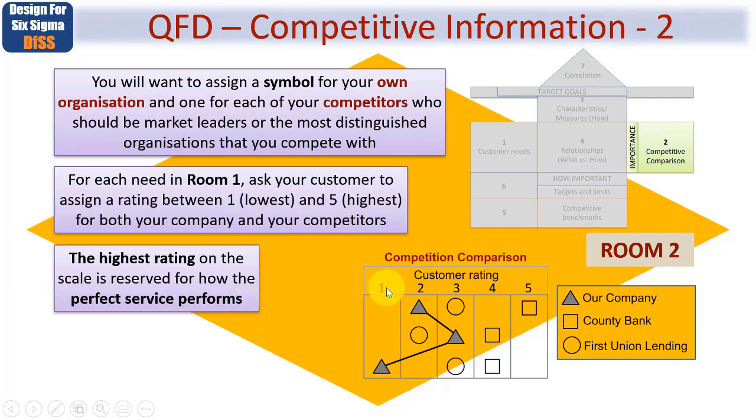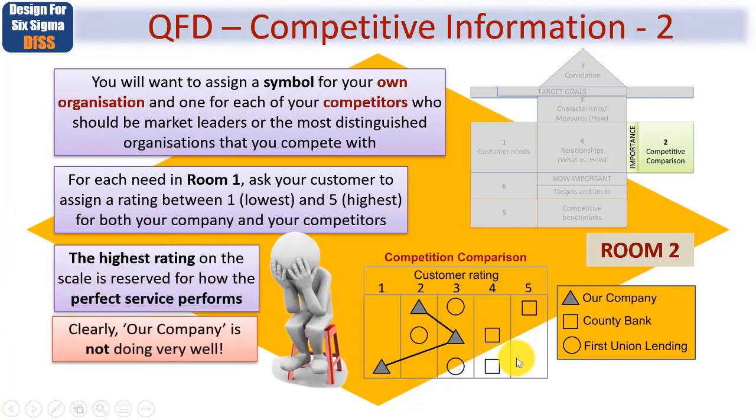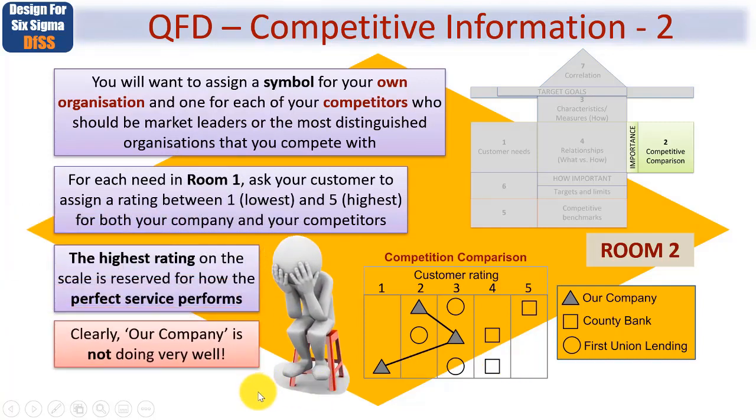Here's the customer rating, 1, 2, 3, 4 and 5, that's the scores. And here we've chosen a little shaded triangle for our company, our organisation. One of the competitors here, we've invented a bank called the County Bank, and another for First Union lending. Again, this is just fictitious. So since you're now gathering this competitive information, here's an example of how it might look like in room 2. I think you'd agree that right now our company, whatever that is, is not actually doing very well.